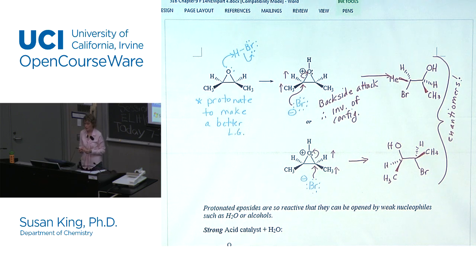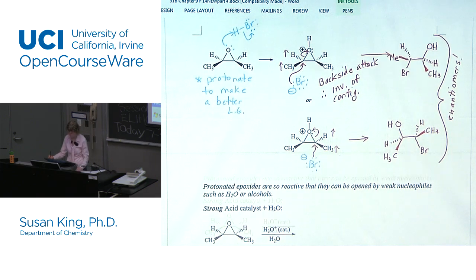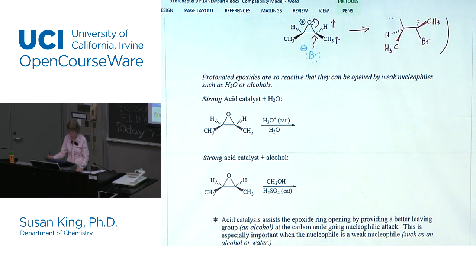And it turns out that once you protonate an epoxide, it's so reactive that you can attack it even with weak nucleophiles. Bromide's a good nucleophile, but you could attack with water and alcohol, and you will open up easily. So let's look at some examples of that.